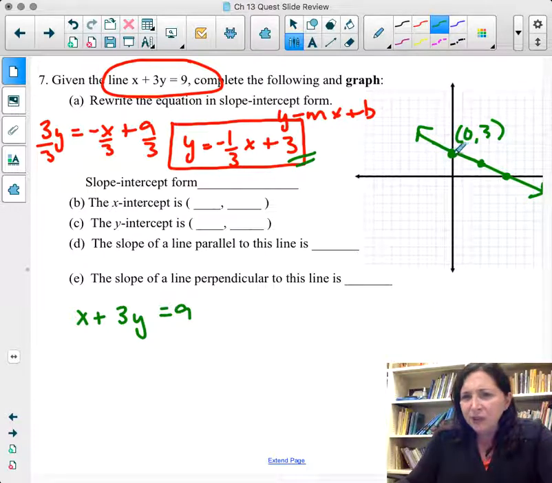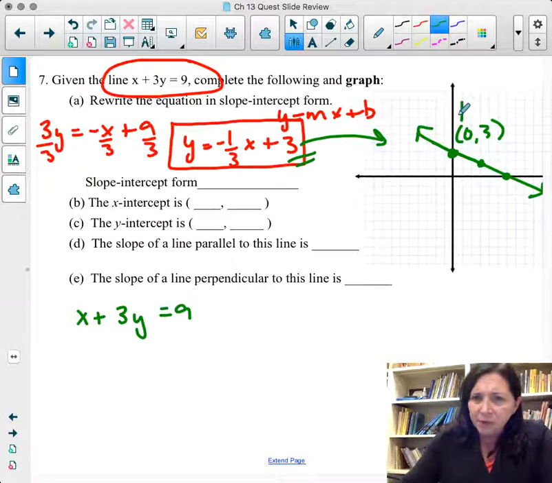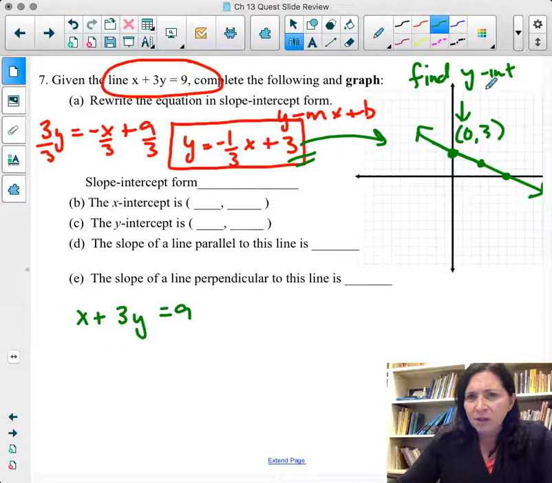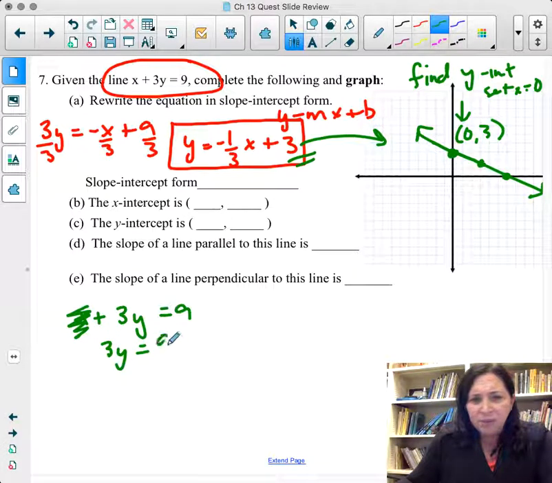You know, this is obvious because it comes from the intercept that they gave me. But there's another way of finding intercepts. If you want to find the y-intercept, you would set x equal to 0. So there it's gone, and I have 3y is equal to 9. So y is equal to 3. So my y-intercept is (0, 3), or just 3.